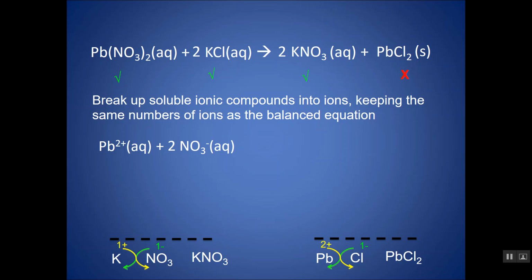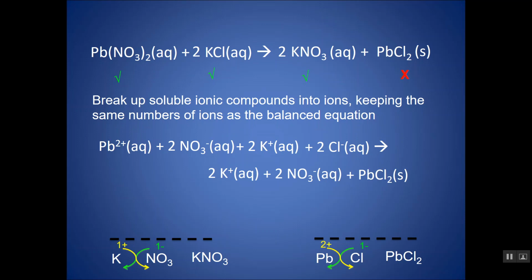Okay, the next one, I'm breaking up KCl. There's 2 K+ and 2 Cl-. That coefficient of 2 is carried to everything after it. The next one, KNO3, breaks up into K+ and NO3-, but there's 2 of each because of the coefficient. And the last one, I'm going to keep exactly as is.